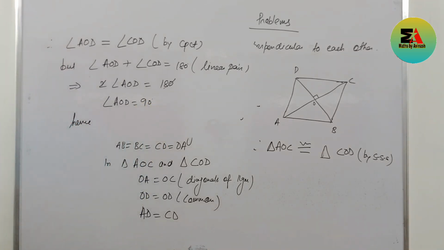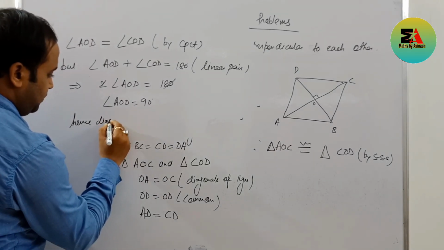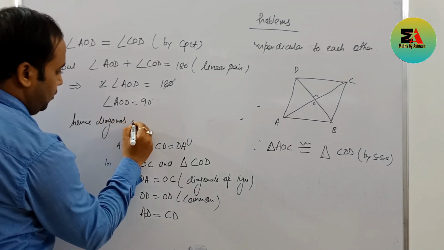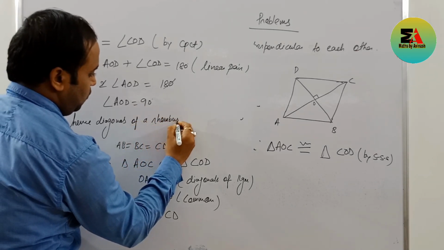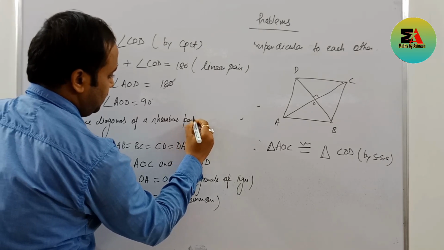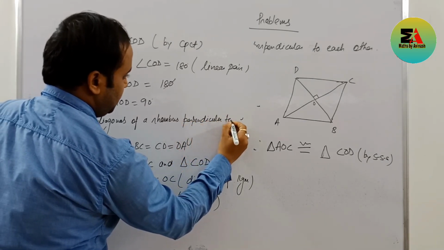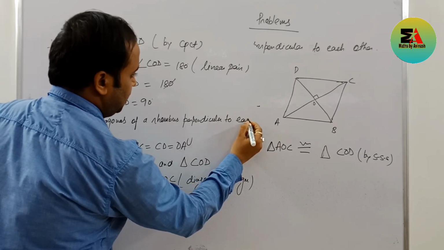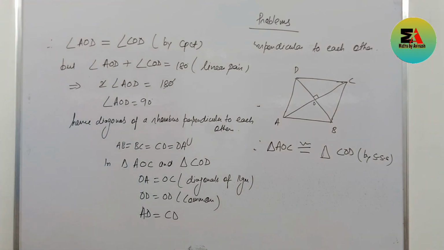Hence, the diagonals of a rhombus are perpendicular to each other. Hence proved. I hope this theorem is clear to you.